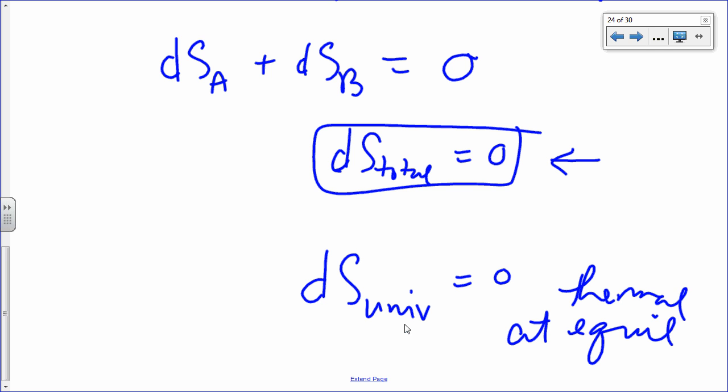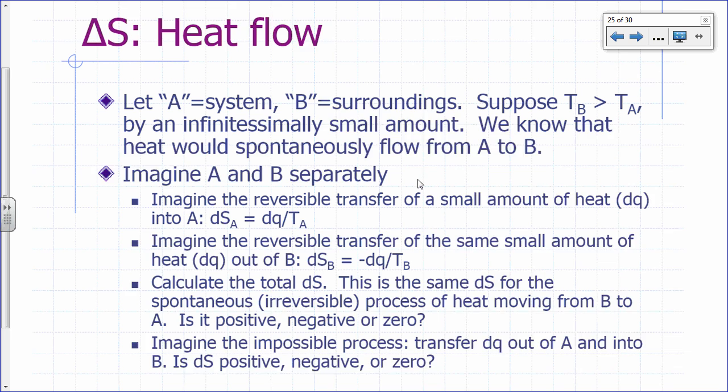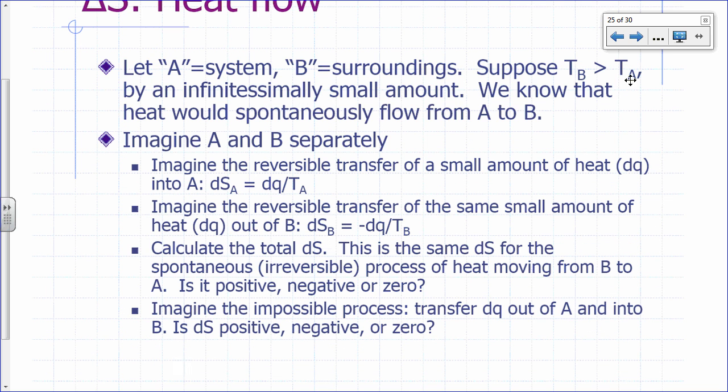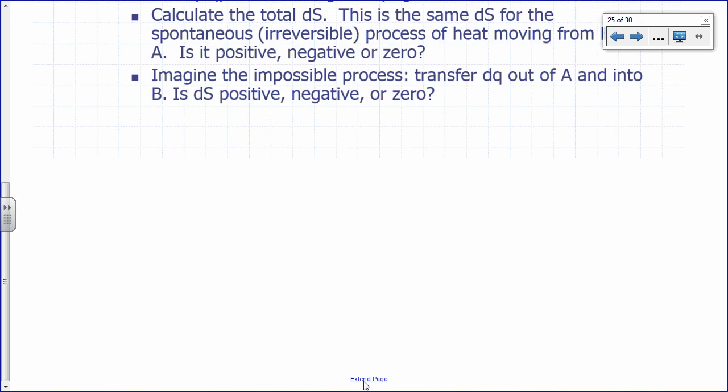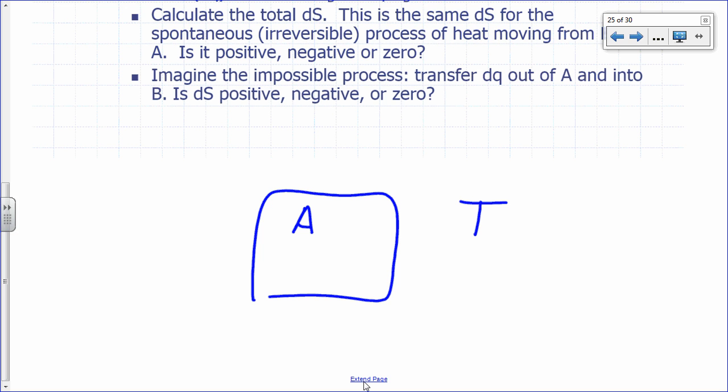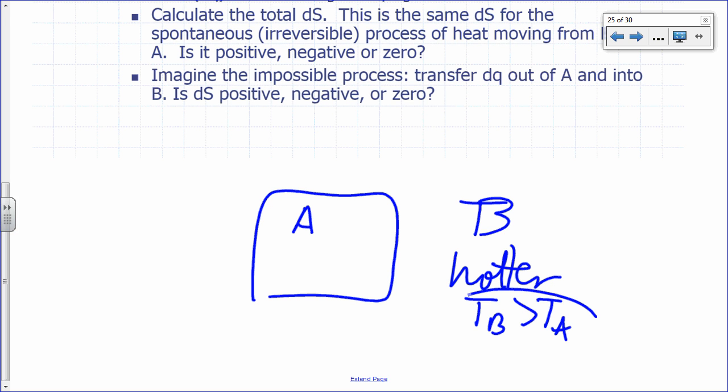Okay? Heat has no tendency to flow either way. But what happens now if B is hotter than A? So this is a different scenario now. We now have our system is A and our surroundings is B, right? So we're going to say that TB is hotter than A. TB is greater than TA.